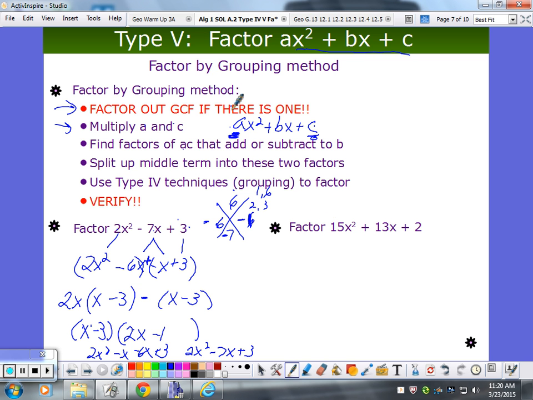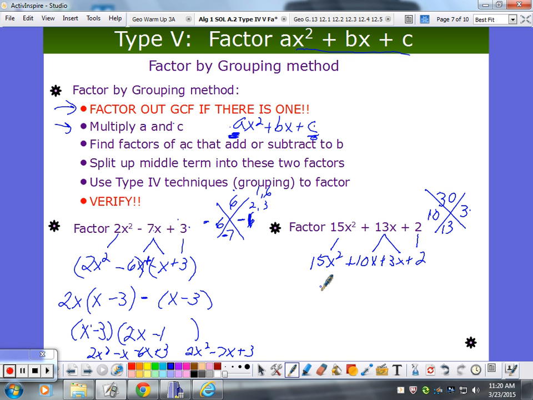First, is there a greatest common factor? And you say, please, let it be 15. No. What's the process? Multiply A times C. What's A times C? 30. And I need two numbers that multiply to 30 but add to 13. 10 and 3. 10 times 3 is 30. What happens now? You're splitting up that middle term. So the 15x squared stays. This becomes plus 10x plus 3x, and then the plus 2.